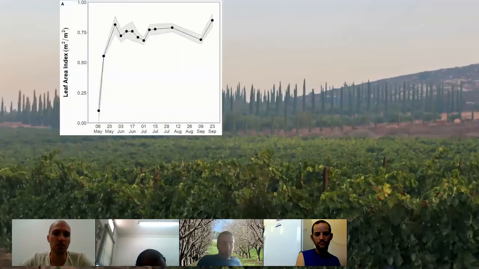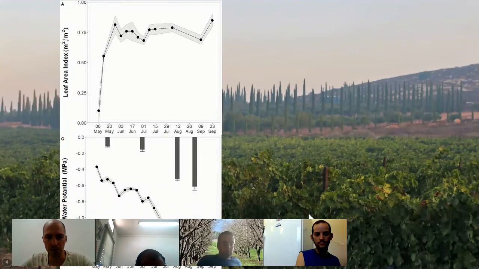So you can see that in terms of leaf area index, the leaf area, the canopy is developed mostly in May, and then it stays kind of stable. There are a few new leaves that are growing in June and July, but not many. Most of it is growing in May. This is in terms of water potential.